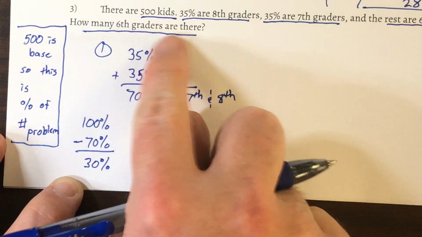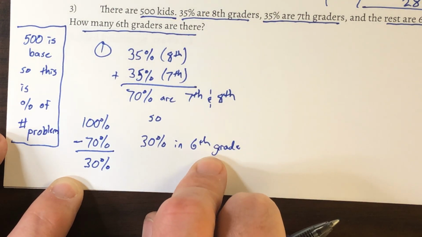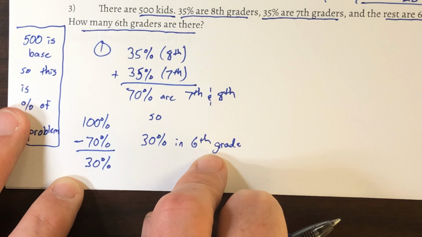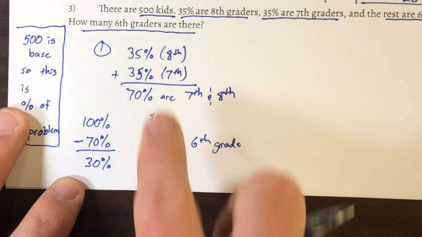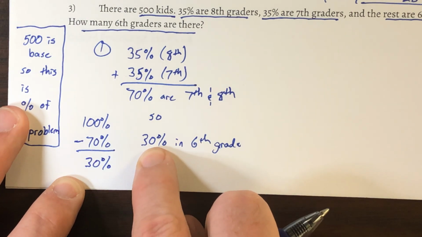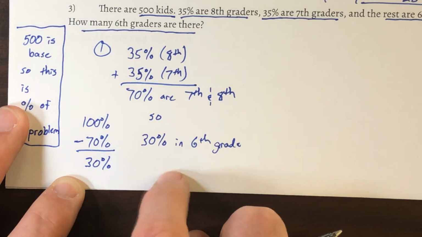It says, how many 6th graders are there? I can't say 30% 6th graders. It's not a real number. It's like if I said, Johnny ate 50% of my pizza. That does not tell you how many slices of pizza he ate. So, I am halfway. I almost have found out how many 6th graders there are. So that's the percentage of a number that I need to find.